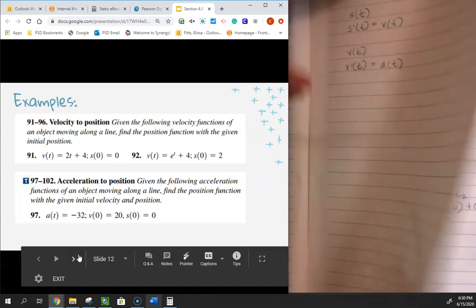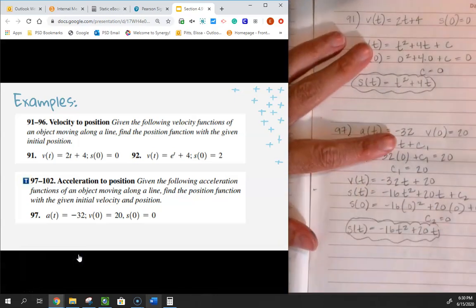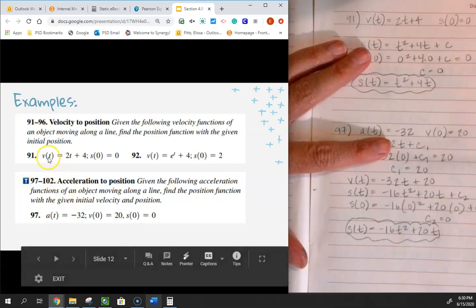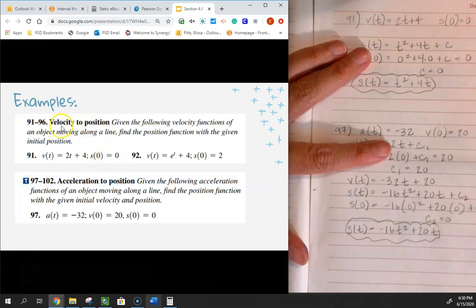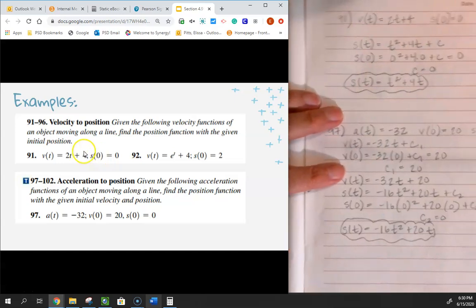So let's look at number 91. I've written this one out to save us some time. So it says v of t is equal to 2t plus 4, and s of 0 is equal to 0, and it wants us to go from the velocity function backwards to the position function.